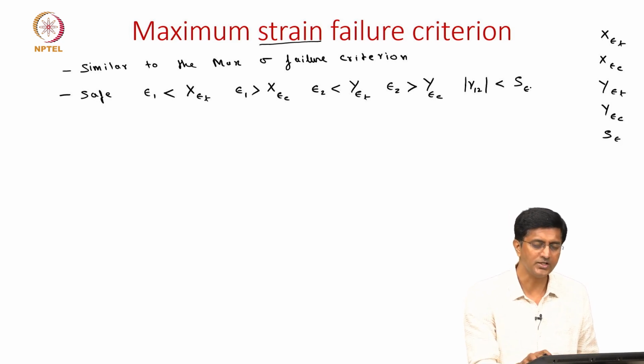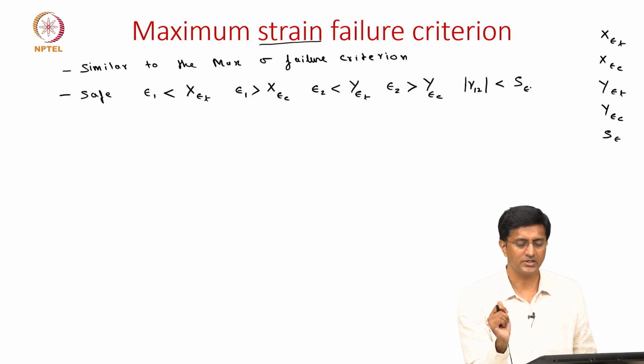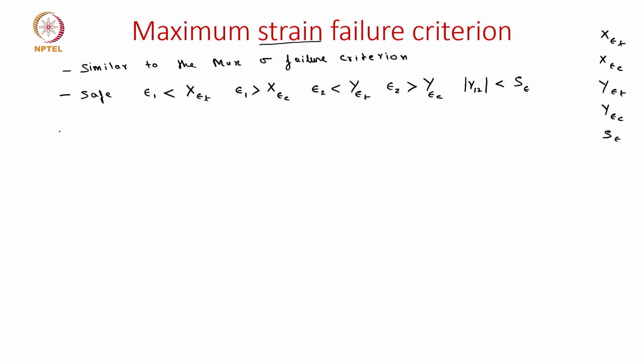What are these 5 criteria? We are just comparing the strains along the fiber, perpendicular to the fiber, and the in-plane shear strain with the corresponding fundamental strengths. Now let's look at how we apply this maximum strain failure criteria.